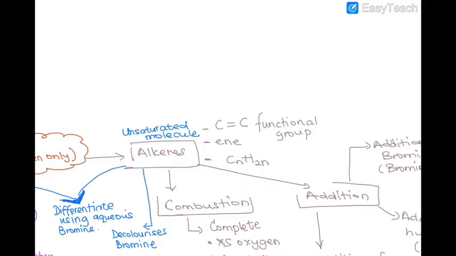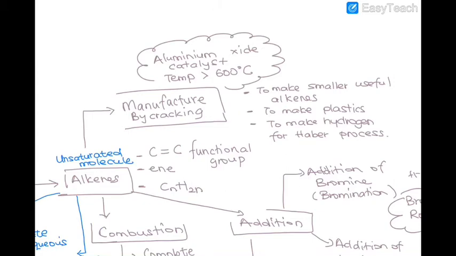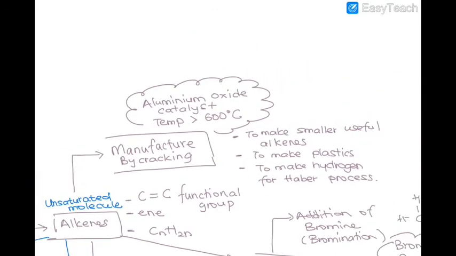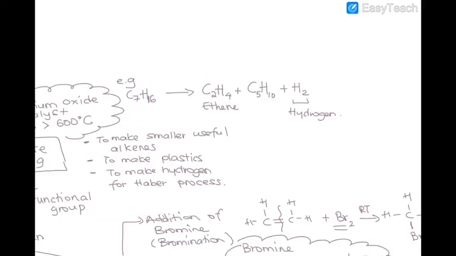Now we can also manufacture alkenes. You will need to know about the manufacture of alkenes. And cracking can be done by using aluminum oxide catalyst and high temperature above 600 degrees Celsius. And these are the importance of cracking: to make small useful alkenes, to make plastic, to make hydrogen that is going to be used for the Haber process.